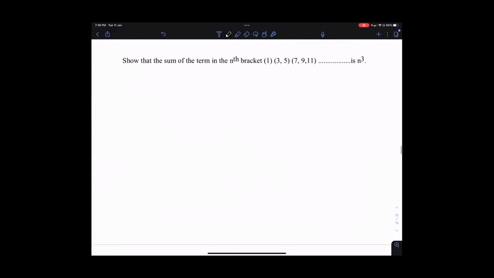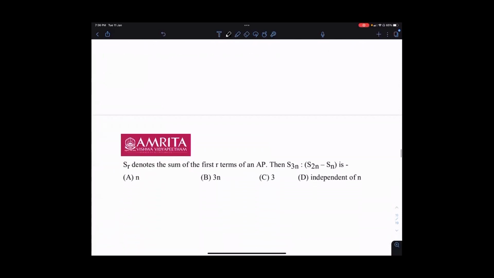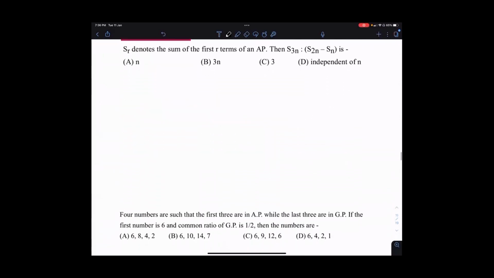Next. Yeah, we can come to this question. You can do this one as homework because I have a similar question later on. Even this one is a manipulation, just a simplification question only. I think you can do it on your own.